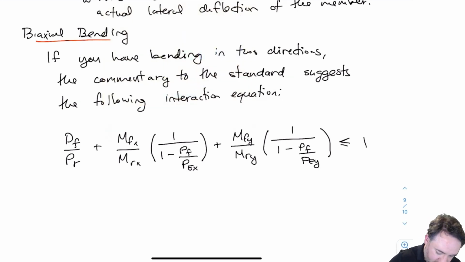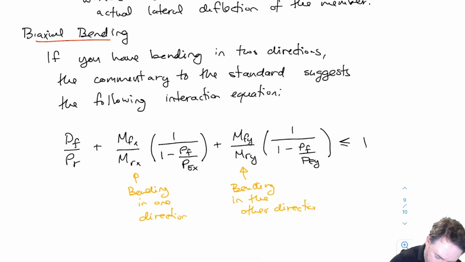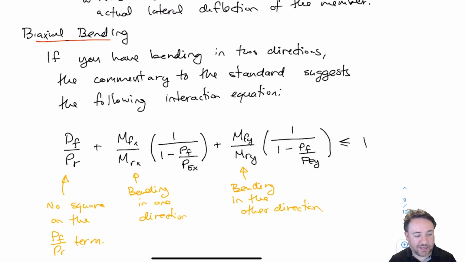Right, so this one is bending in one direction. This one is bending in the other direction, and the other difference is that there is no square on the PF over PR term. And that is basically increasing the amount of conservatism in this equation.